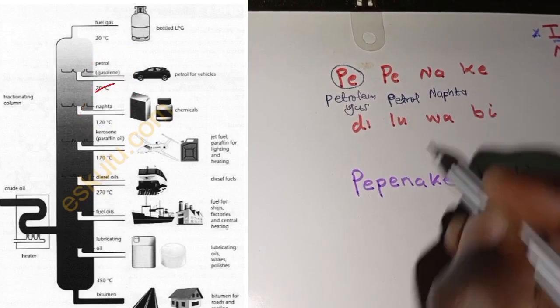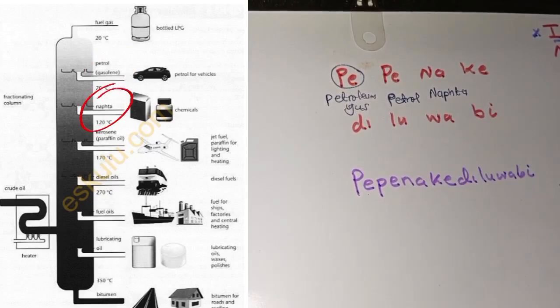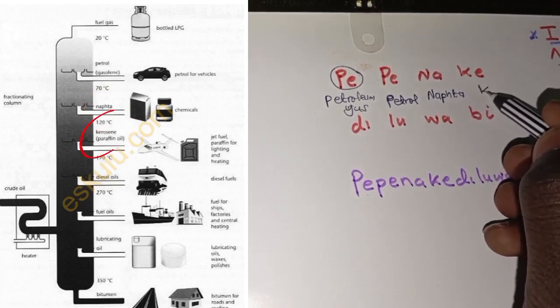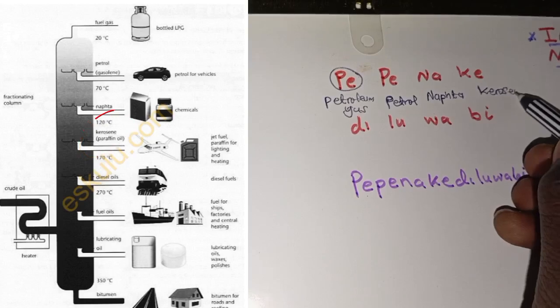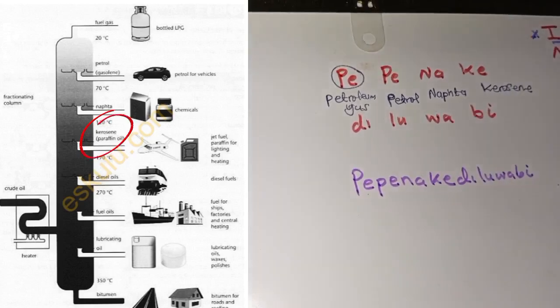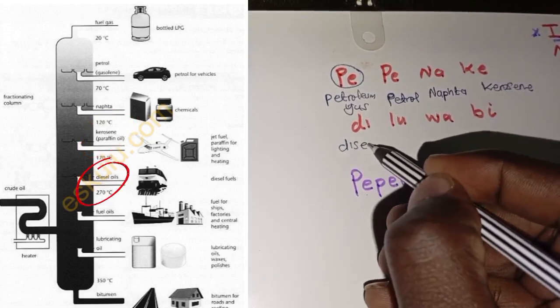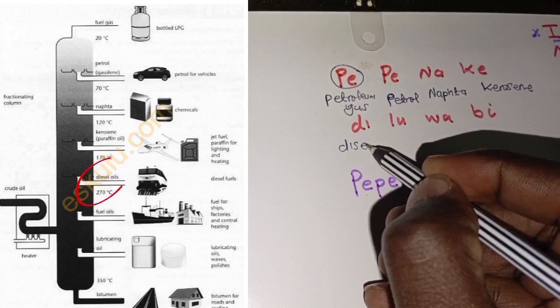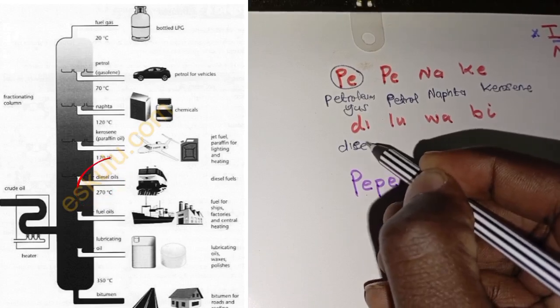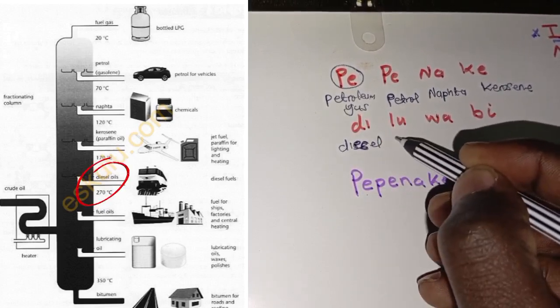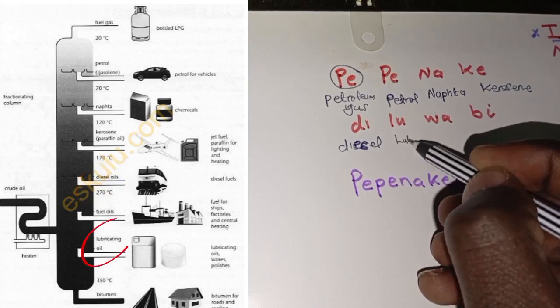Naphtha, which is there at 120 degrees Celsius. And then K, that is kerosene. And then D, that is diesel. And then Lu, that is lubricating oil.